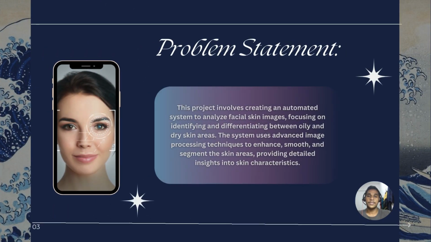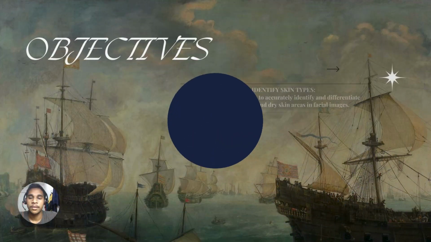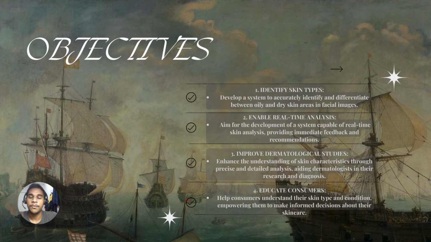Our project involves creating an automated system to analyze facial skin images with a focus on identifying and differentiating between oily and dry skin areas. We utilize advanced image processing techniques to enhance, smooth, and segment the skin area. These techniques allow us to provide detailed insight into skin characteristics. By implementing this system, we aim to deliver precise skin analysis that can support dermatologists' studies, improve skincare recommendations, and educate customers about their skin types. Now, let's move on to the objectives of our project.